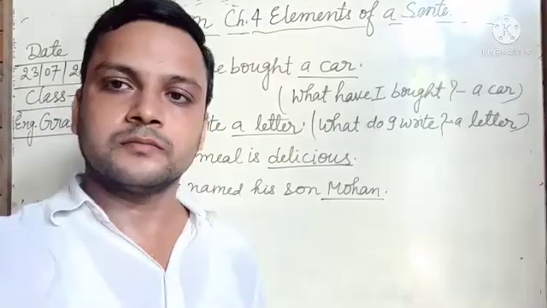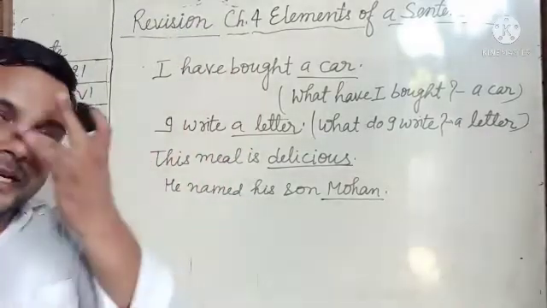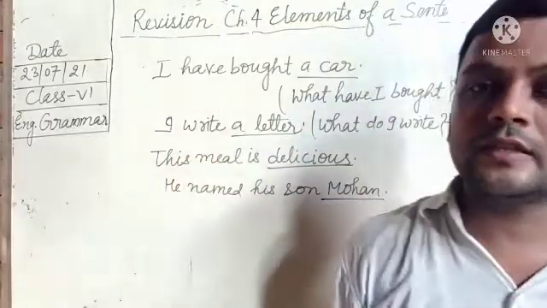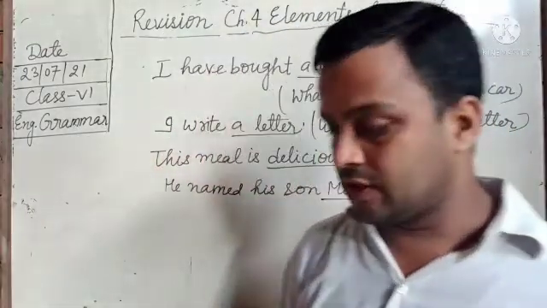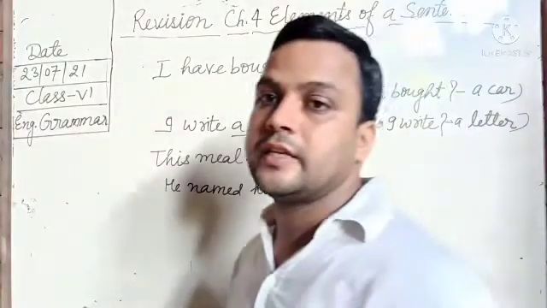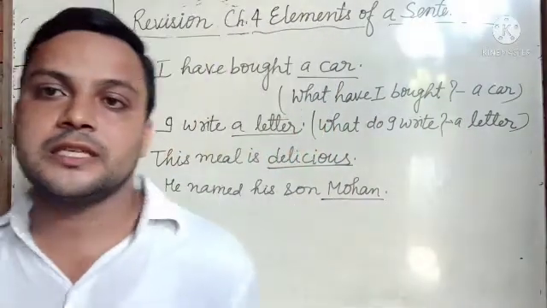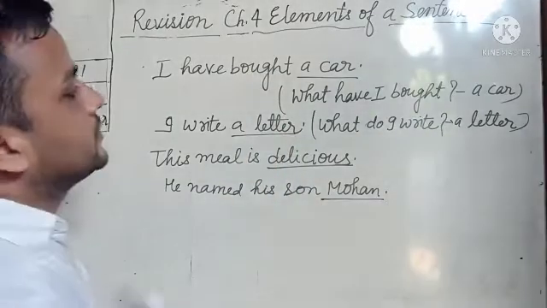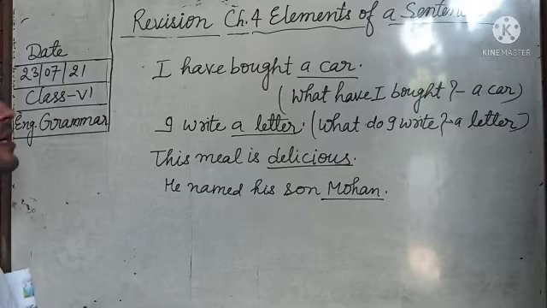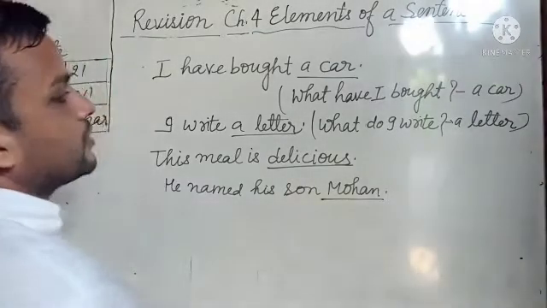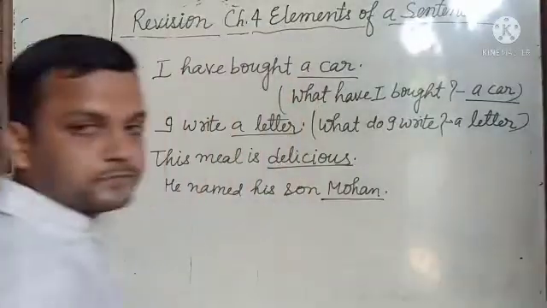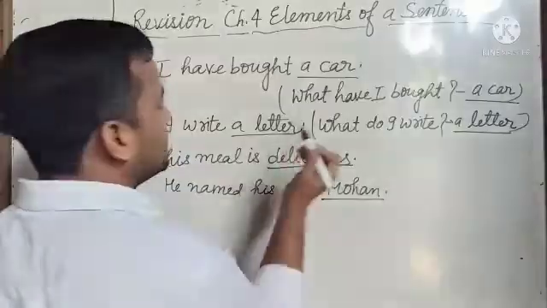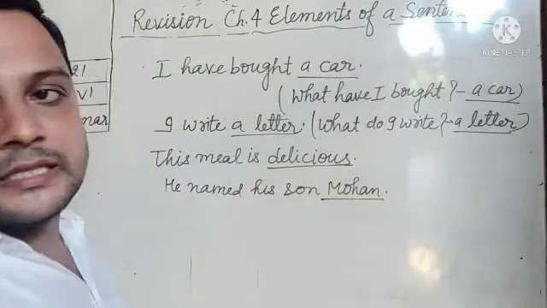Okay, students? Students, now see the object and complement. Students, what is an object? The person or the thing to whom or to which something is done, that is called an object. For example, I have bought a car. So what have I bought? The answer will be a car. I write a letter. What do I write? The answer is a letter. So these are objects in these sentences.